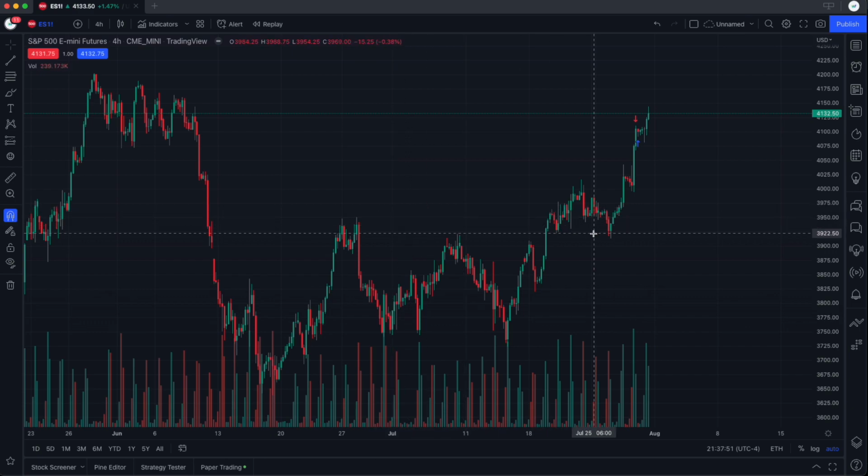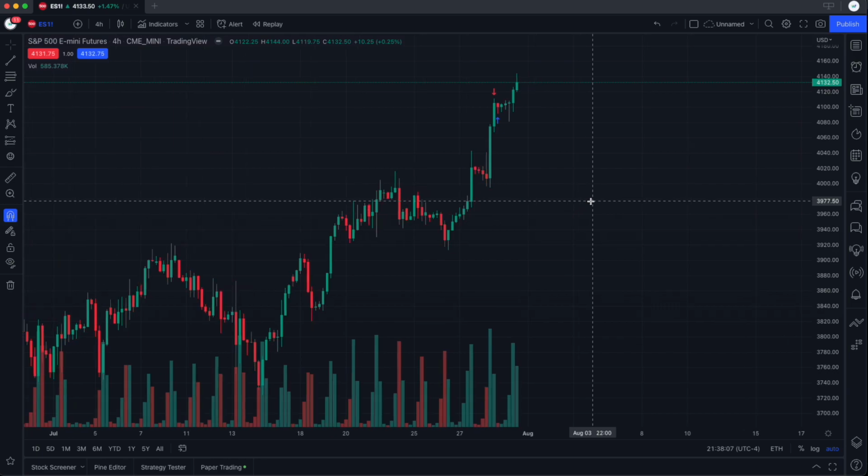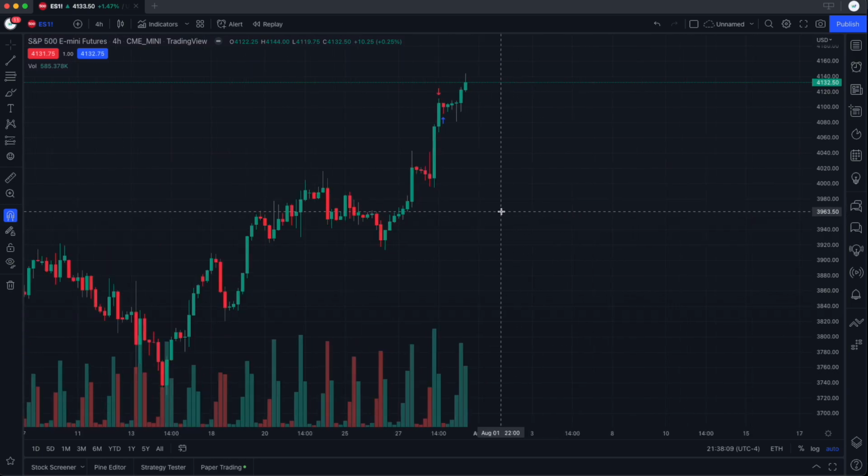What I'm looking for is a basing candle with a strong push down, and that there is follow through on that candle. So let's take a look here if we can find something of that kind. I immediately, right off the bat, see a basing candle right here.